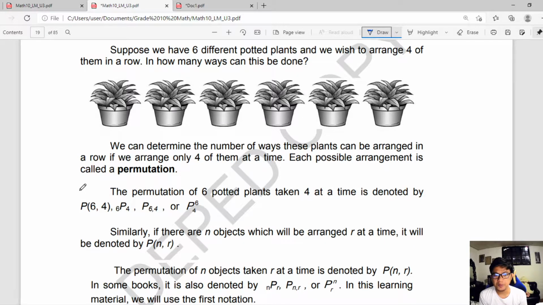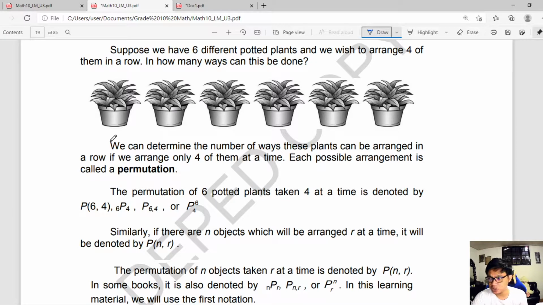So today we will discuss permutation. Suppose we have 6 different potted plants and we wish to arrange 4 of them in a row. In how many ways can this be done? In order for us to determine the number of ways these plants can be arranged in a row, if we arrange only 4 of them at a time, each possible arrangement is called a permutation.